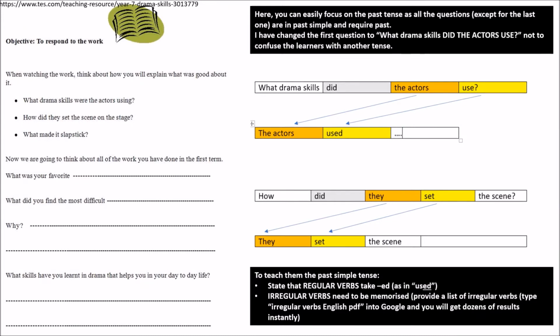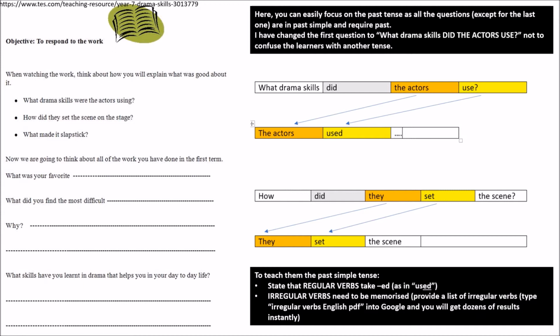Here, I am first looking at the kind of questions asked. Trouble is that two of these use the past simple tense, the second and the third sentence, but the first one is in the past continuous tense. I am changing the second one to past simple too. So rather than what drama skills were the actors using, it becomes what drama skills did the actors use. This is so as not to confuse the EAL learners.